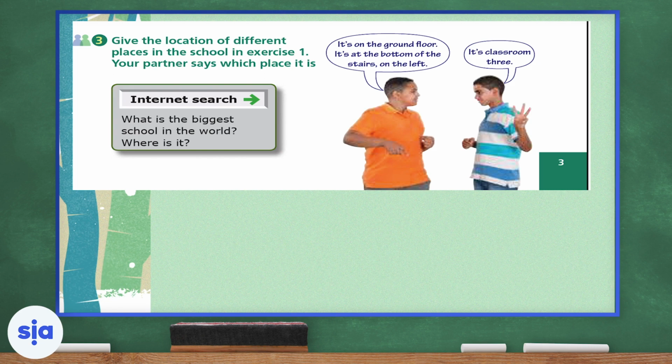In exercise 1, your partner says which place it is. So let's look on the right-hand side to understand the activity. It's on the ground floor. It's at the bottom of the stairs on the left. It's classroom 3. So basically, you're going to give each other hints on which location at school you're talking about, and your partner is going to guess the place.